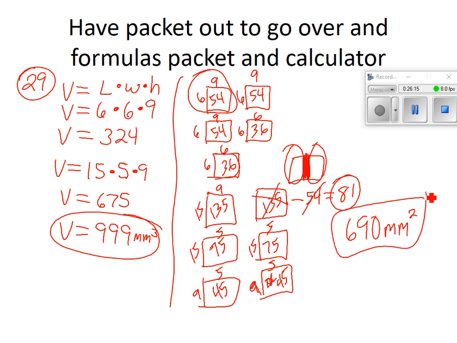Was my way any harder than what you think Owen's way was? I have no idea. If you see a different way to do it and you think it's easier that way, then you go right ahead and do it that way. As long as you're getting the correct answer, that's all I care about. Now we do number 14.